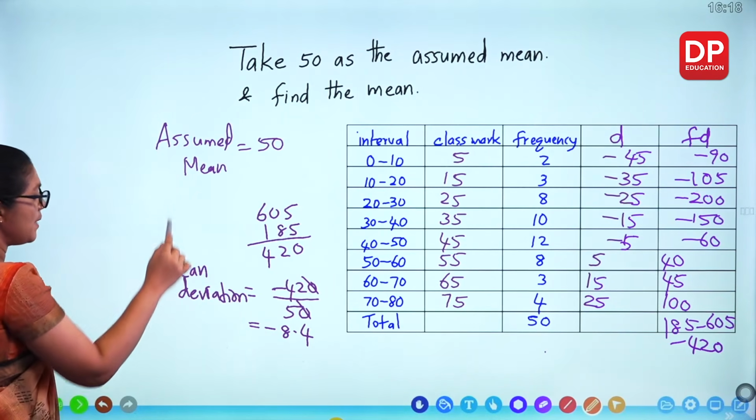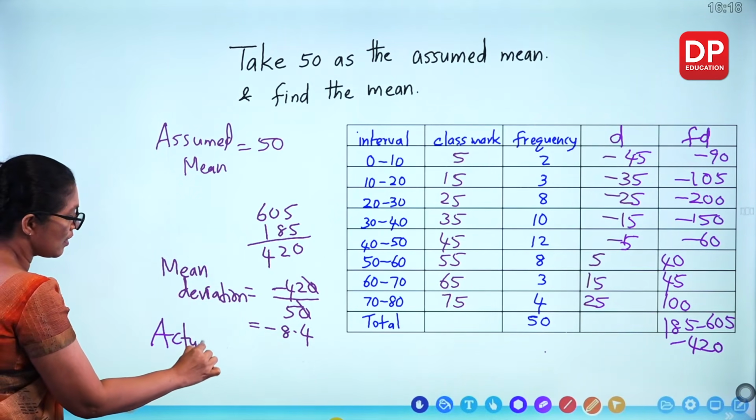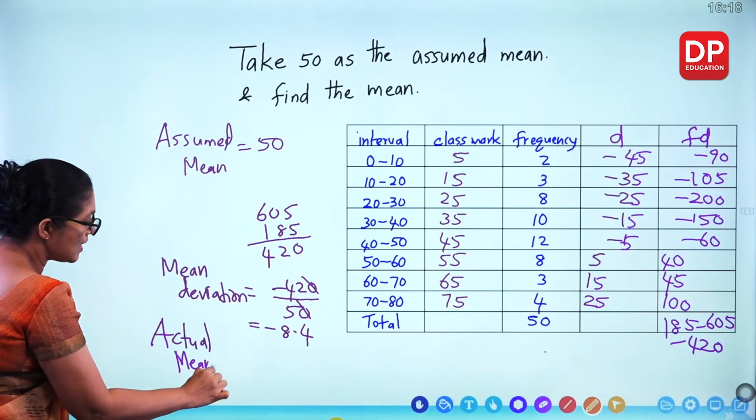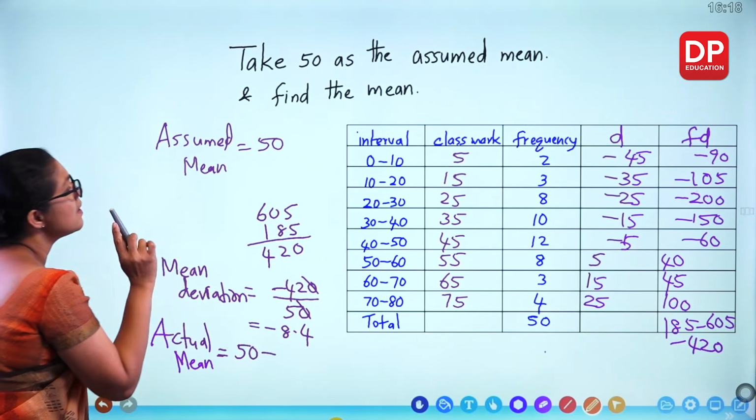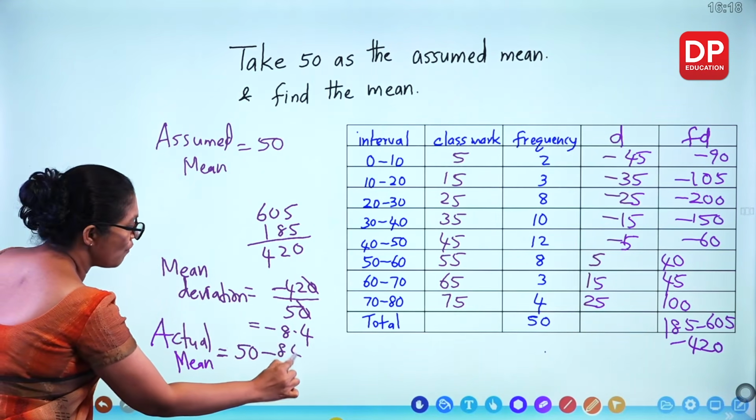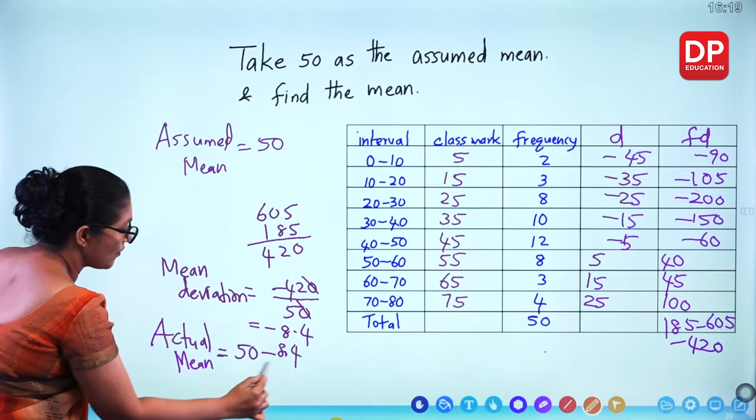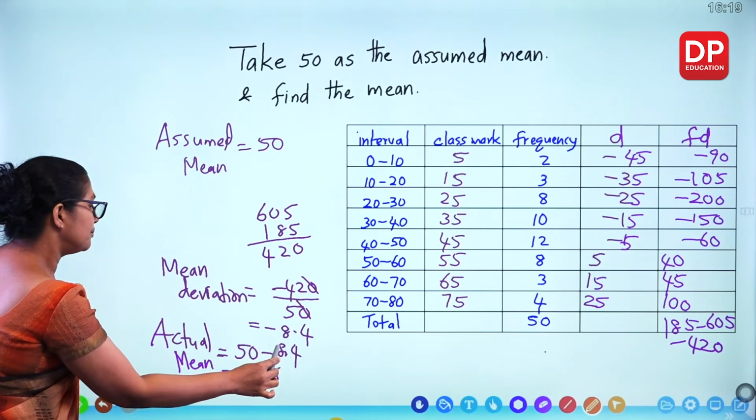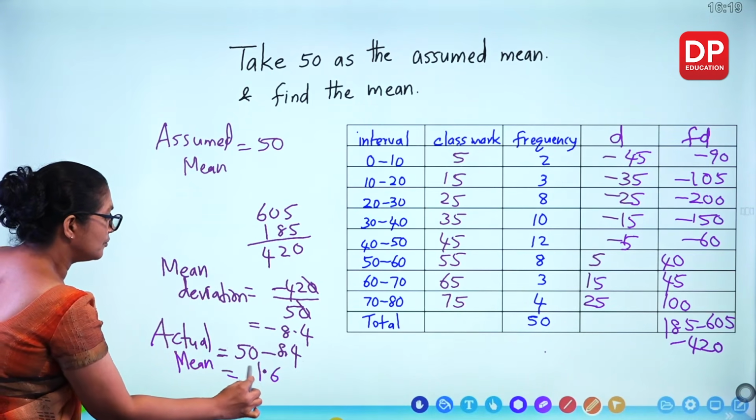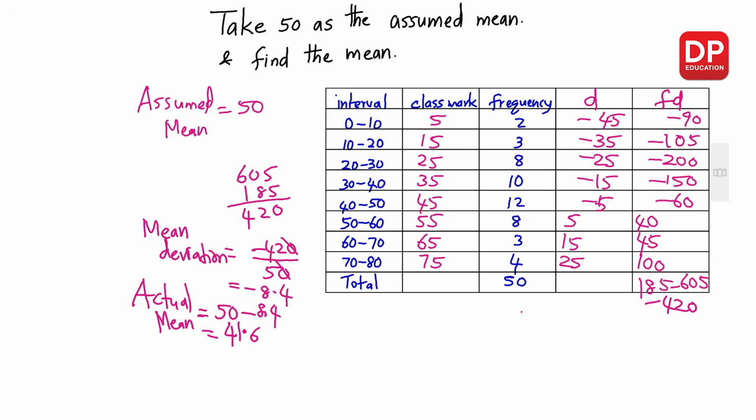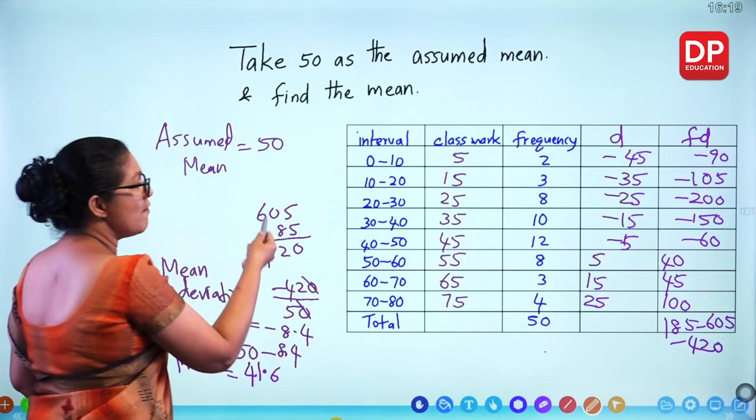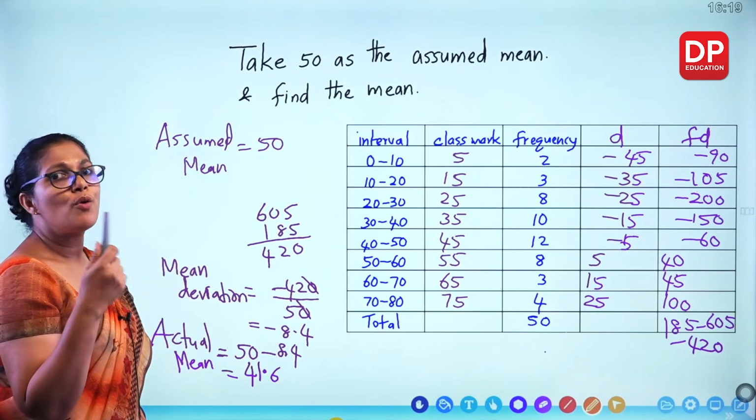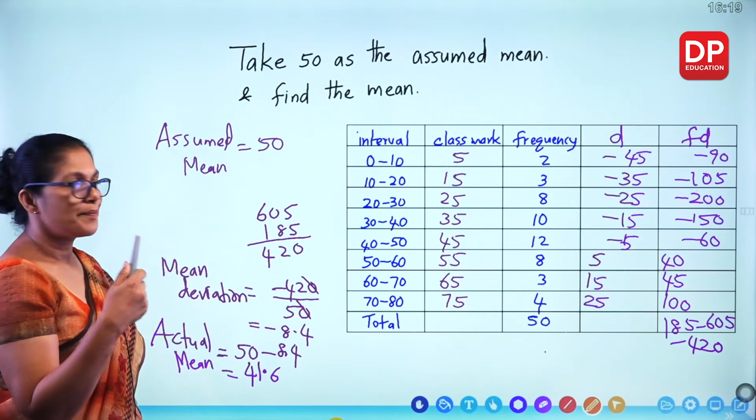So what's the actual mean? The actual mean is the assumed mean 50 plus the mean deviation, which is minus 8.4. You get 41.6. So you get the same answer when you take a different assumed mean. A value not in the table also works for this method.